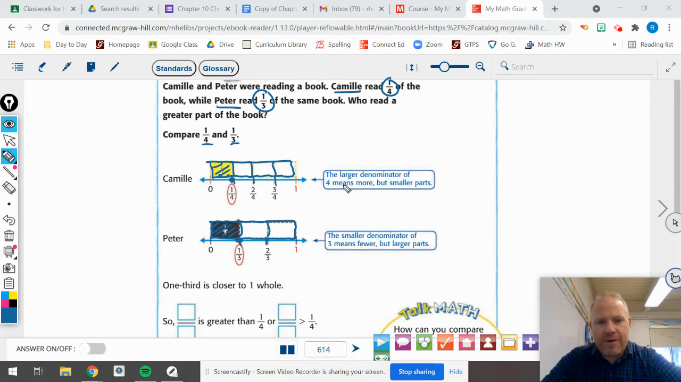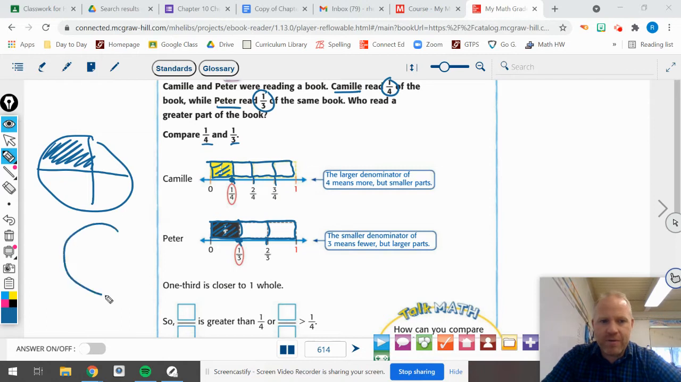So now the larger denominator of 4 means more but smaller parts. So there's more parts, but each part is smaller because it's the same size bar, but we've cut it into 4 pieces versus cutting it into 3 pieces. So same thing with a pizza. If you cut the pizza only into fourths, then all the pieces are much larger than if you cut a pizza into eighths. So when we have pizza cut with 8 slices, you get a smaller slice than if you cut in fourths. So here, 4 is bigger than 3, but that means that there's more parts and they're smaller.